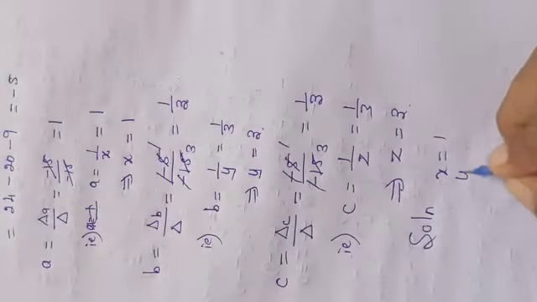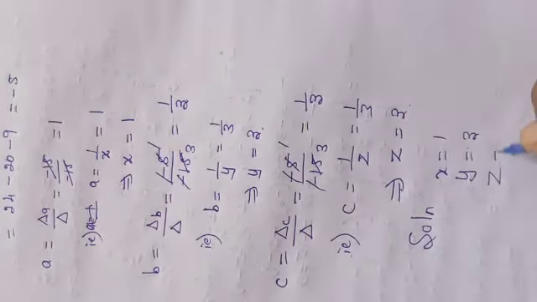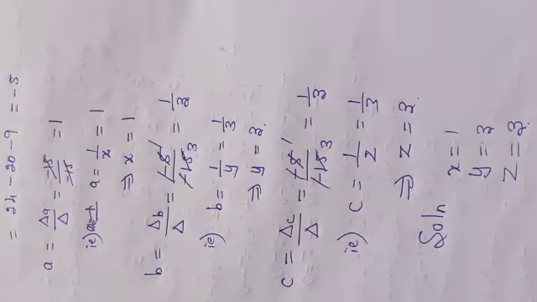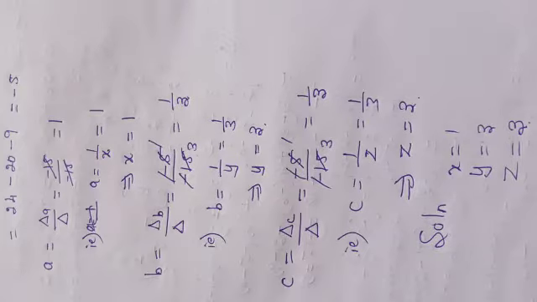Therefore, the solution is x equal to 1, y equal to 3 and z is equal to 3. If you want, you can check your answers by verification, isn't it? You take any one equation, substitute these values and check your answer. Okay?